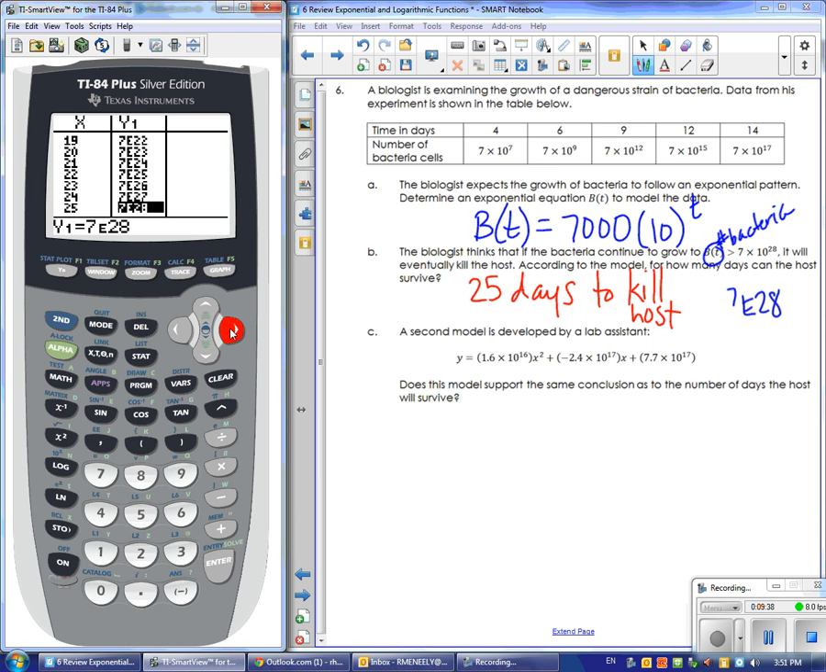Okay. In part C, though, it says that a second model is developed by the lab assistant. And I know that this model looks really scary, but it's actually quadratic. It's something times x squared plus something x plus something, which is just a quadratic equation.